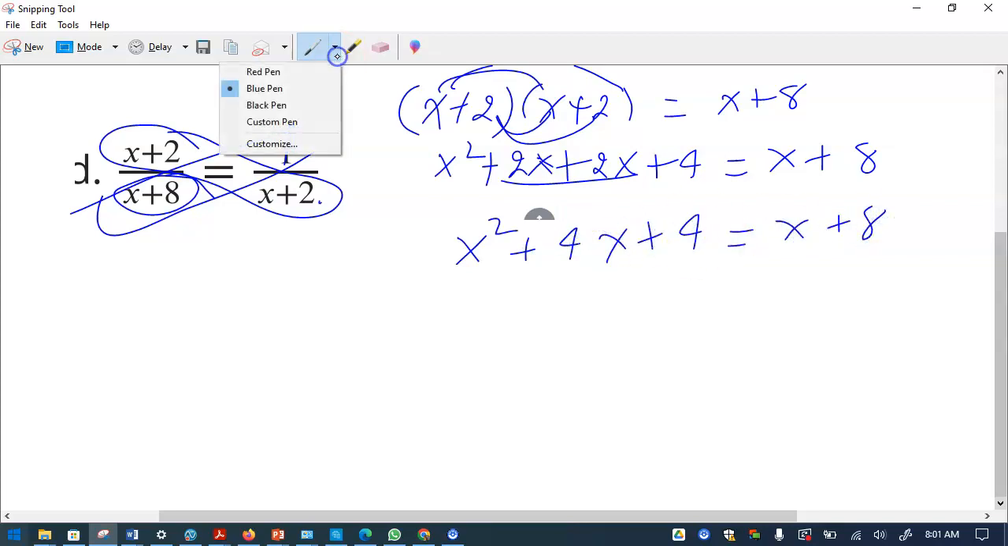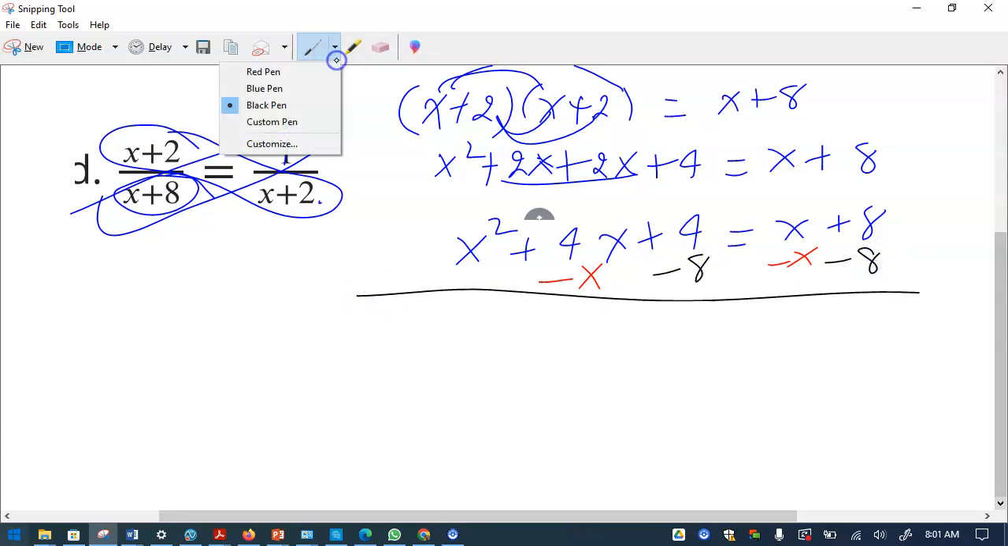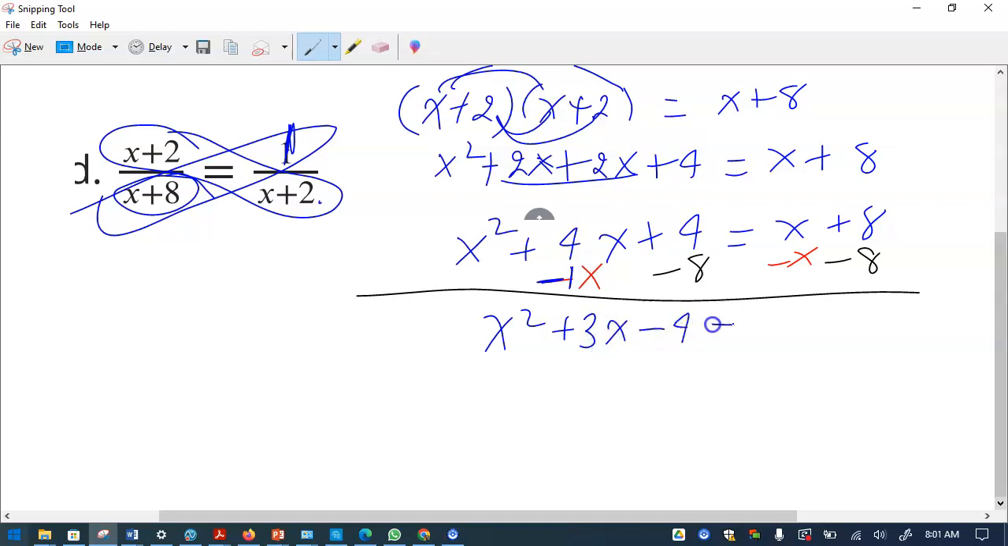You can do two things here. You can subtract x, and at the same time, I will also subtract 8. So two steps in one. What you are getting is x squared, minus 1 and plus 4 is 3x, and this will be negative 4, and this is 0. And now the question is, what is the solution for this?